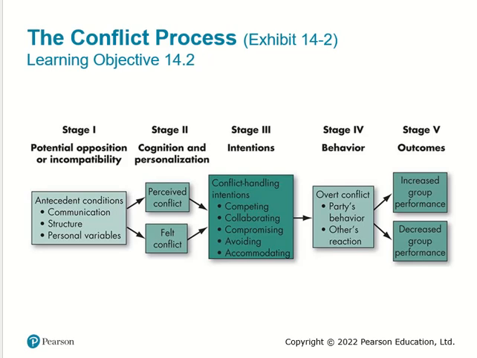So what about the conflict process? There are five stages to understand the conflict process. We go one by one: potential opposition or incompatibility, cognition and personalization, intention, behavior, and the last one is outcome. You can see this in the figure shown within the slide itself.